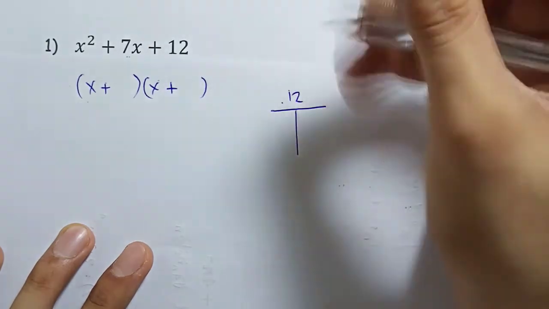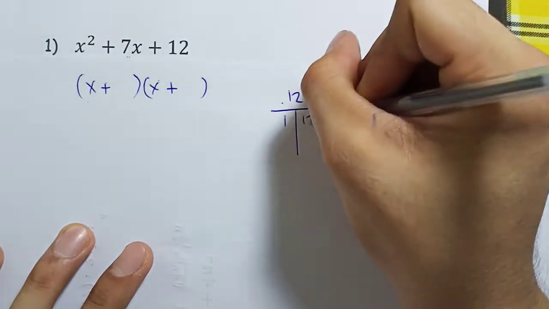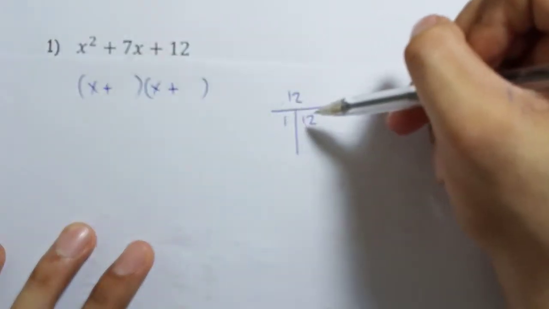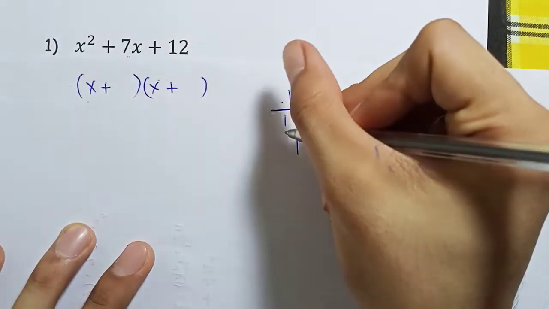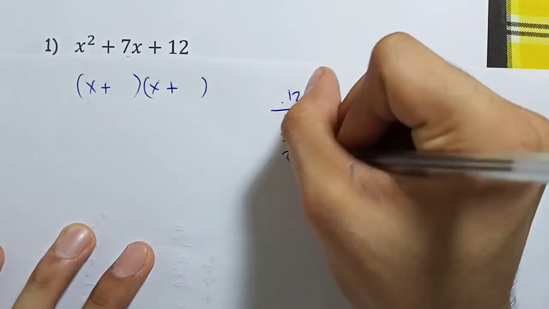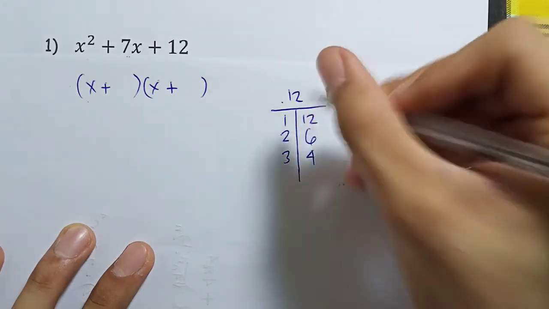Then, ano ba yung mga factor ni 12? 1 and 12. Positive 12 ba? Kung ano sign niya. 1 and 12. Pwede ring 2 and 6. And then 3, 4. Then, try mo i-add.